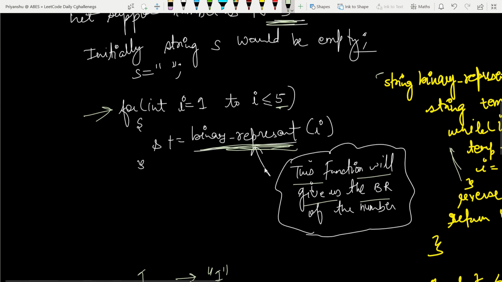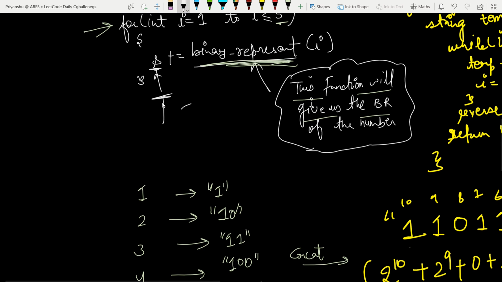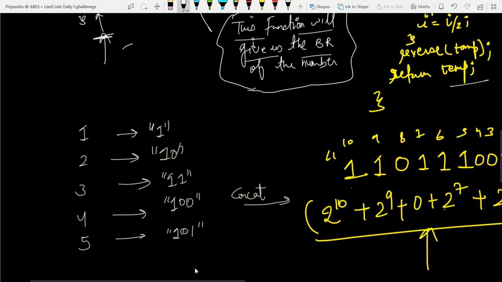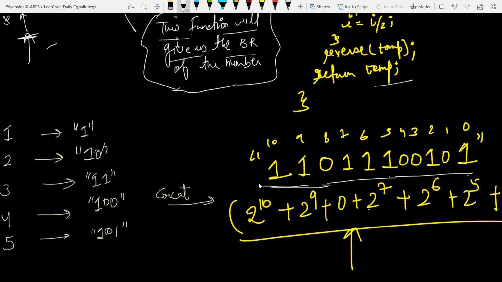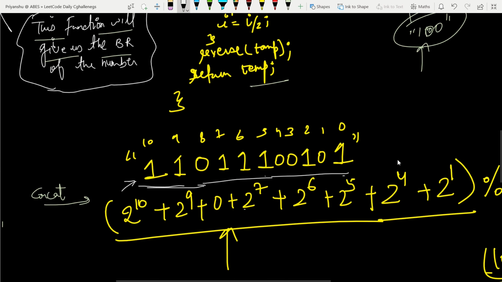Here we receive this particular string, and now we concatenate it into the larger string that we are taking. When we obtain our bigger string, for 1, 2, 3, 4 we have found the binary representation and concatenated it. This is the string representation which will form after concatenating. So we'll find its value, we can easily find its value.